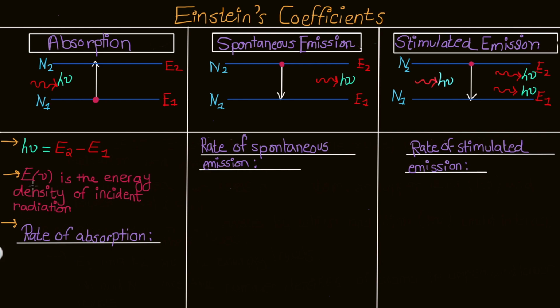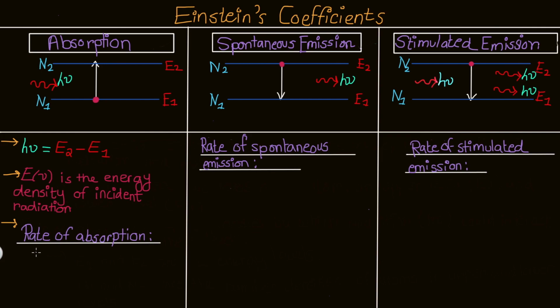And the second point is that E as a function of nu is the energy density of incident radiation. So you know these two things, great. The next thing we're looking at is the rate of absorption. We're actually looking at the rate of spontaneous emission as well, and the rate of stimulated emission. So what we're doing is first looking at the factors that contribute to the rate of absorption and spontaneous emission.